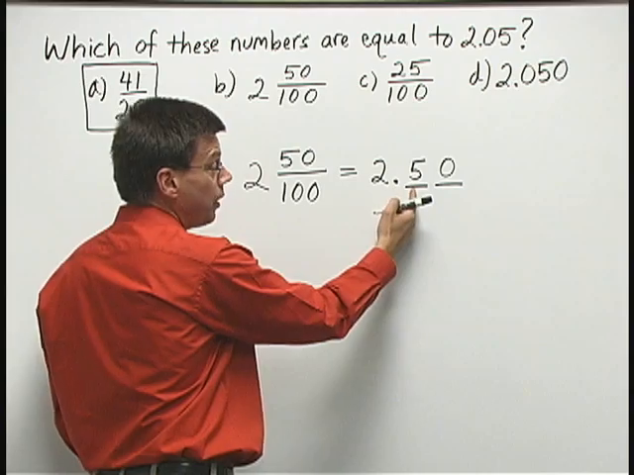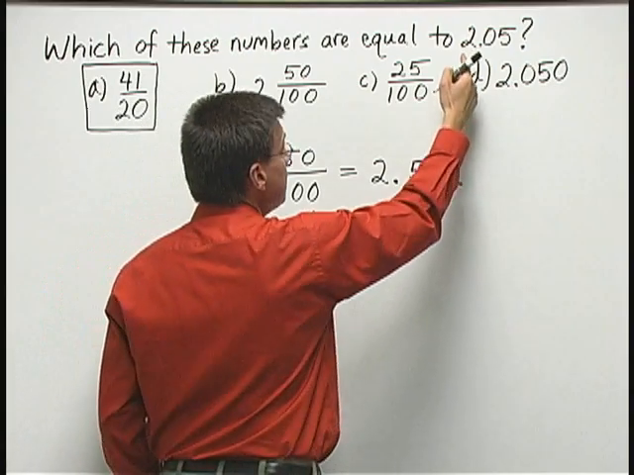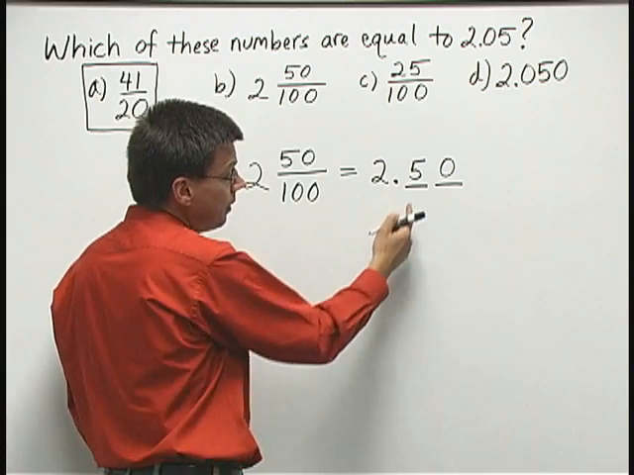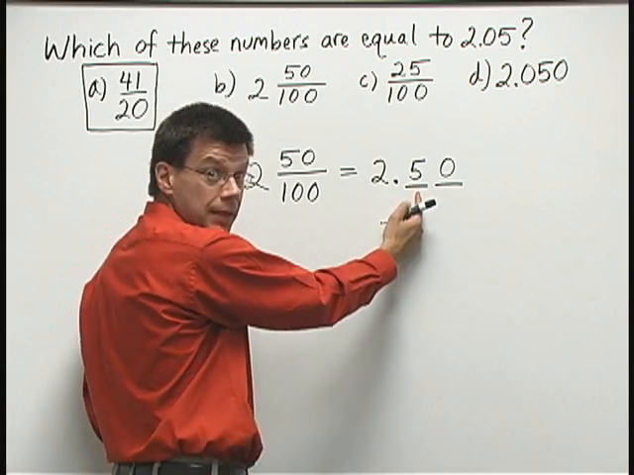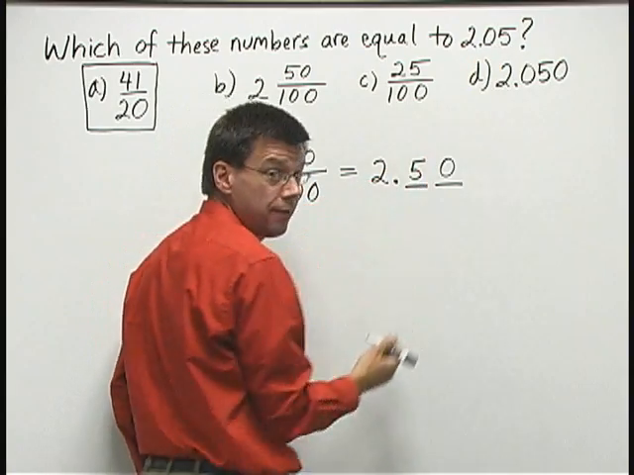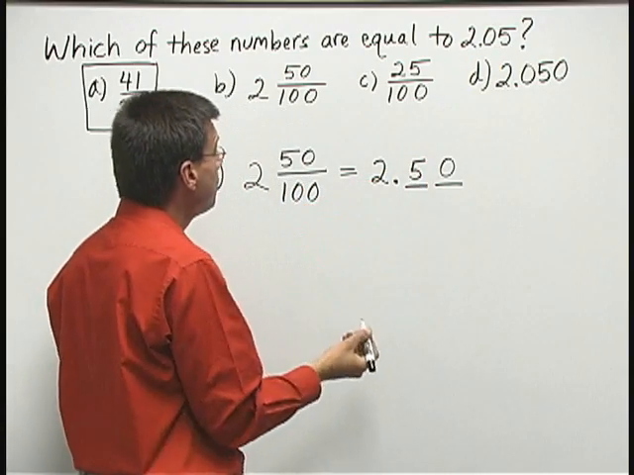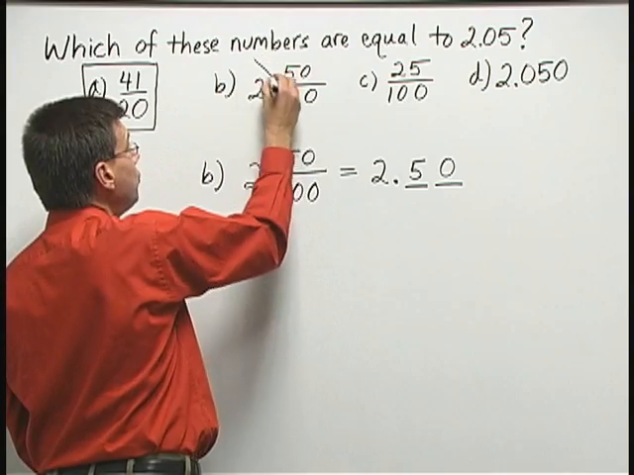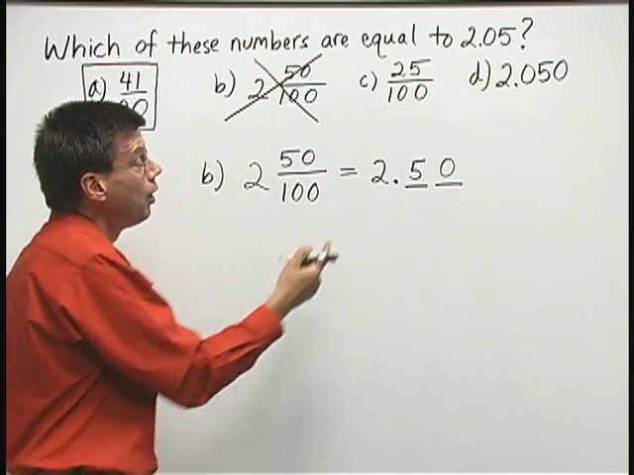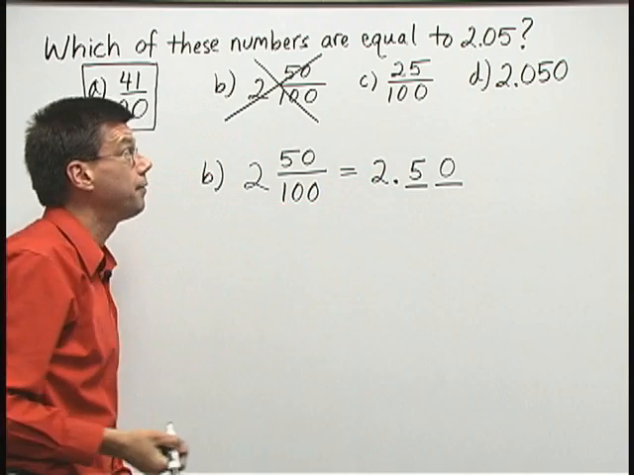Now, 2.50 is not the same as 2.05. This decimal has a 5 in the tenths place, but this decimal has a 5 in the 100ths place. So we know 2 and 50/100ths is not equal to 2.05.